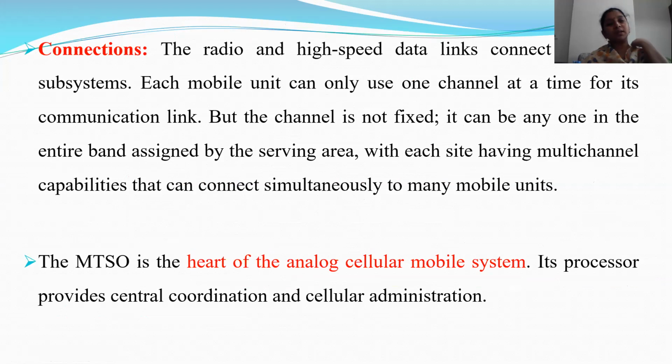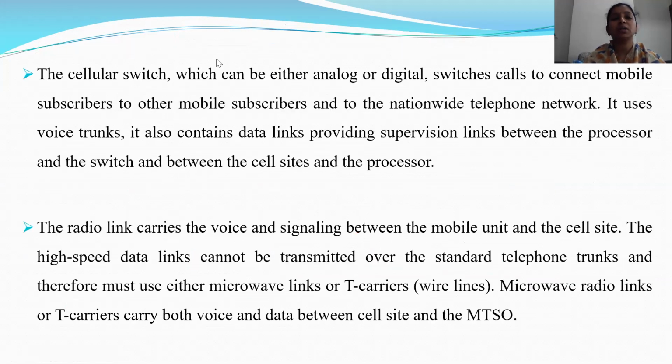So the MTSO is the heart of the analog cellular mobile system. Its processor provides central coordination and cellular administration. The cellular switch, which can be either analog or digital, switches calls to connect mobile subscribers to other mobile subscribers and to the nationwide telephone network. It uses voice trunks. It also contains data links, providing supervision links between the processor and the switch, and between the cell sites and the processor.